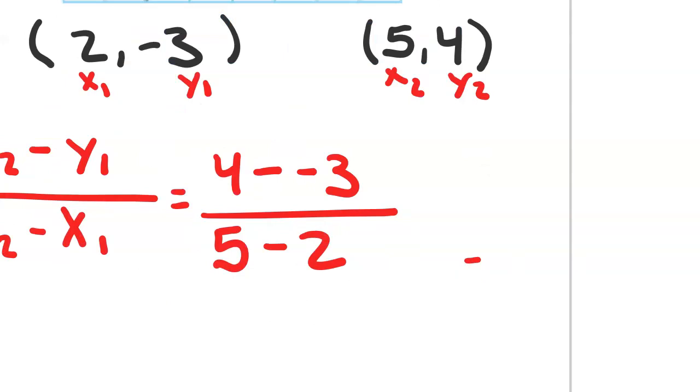So for our numerator, you could type this on a calculator and spit out the right answer. If you were to do this in your head, you have to take 4 minus negative 3. Subtracting a negative turns into an addition symbol, a chunky plus. So really we have 4 plus 3, which is 7. 5 minus 2 is 3. And again, that's a slope that can't be simplified. There's not a number that evenly divides 7 and 3.